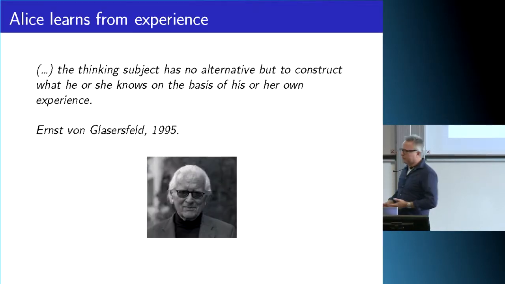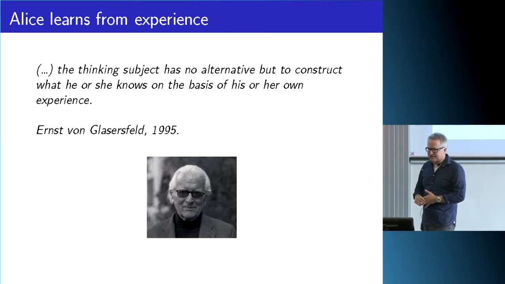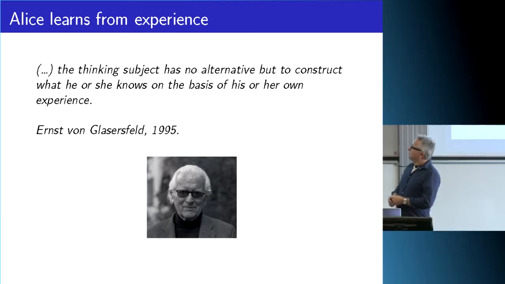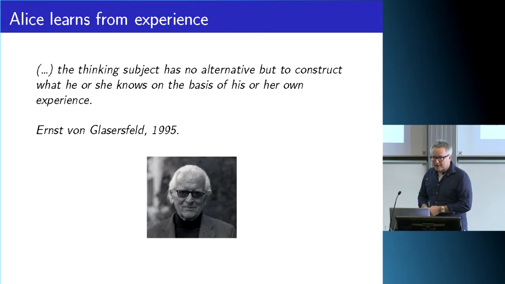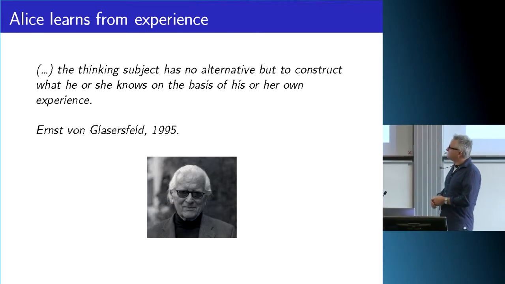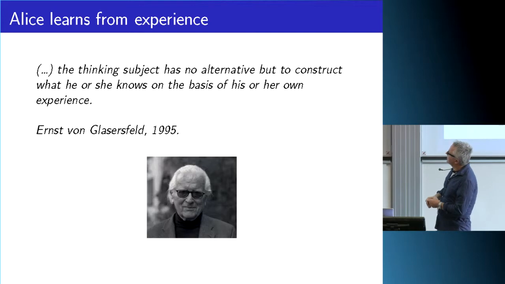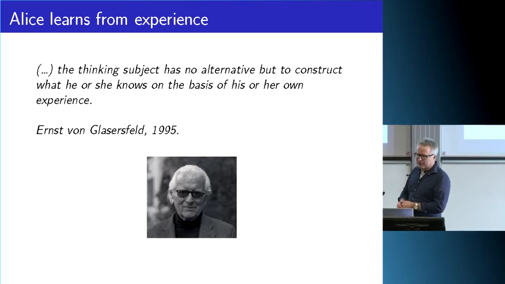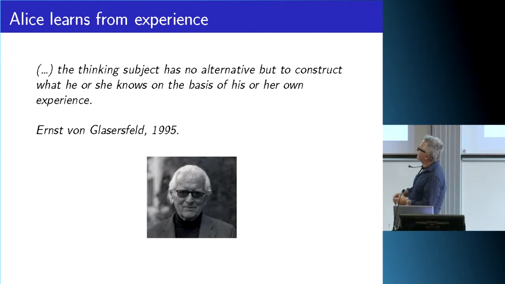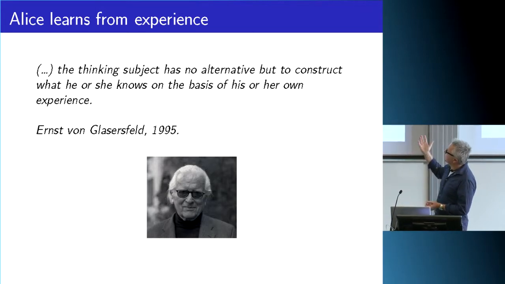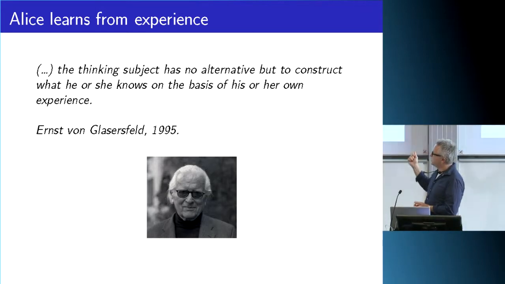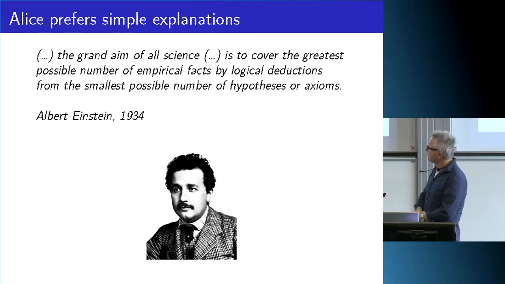She has a number of properties that we will assign to her because she's just imagined. For example, she learns from examples and experience. Here's a quote by one of the founding fathers of constructivism: the thinking subject has no alternative but to construct what he or she knows on the basis of his or her own experience. So all knowledge is constructed, also mathematical knowledge, according to him.